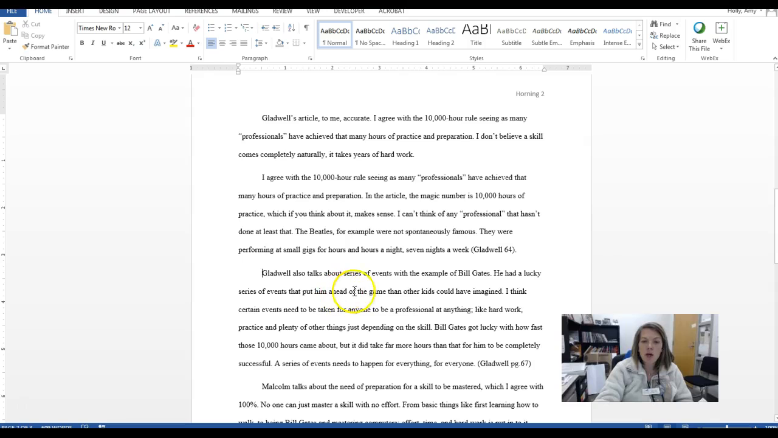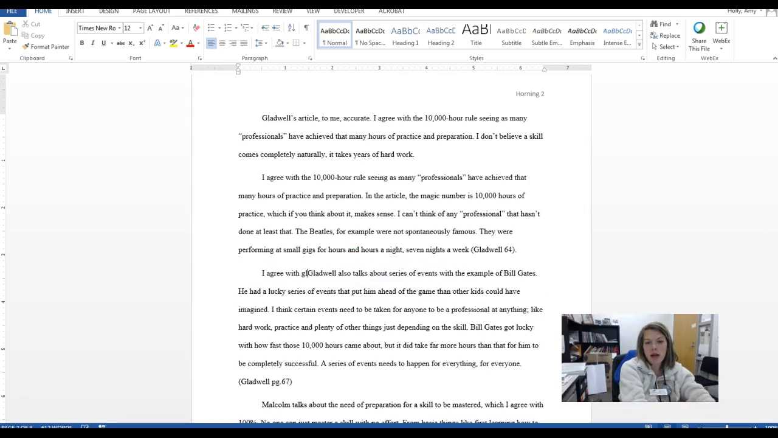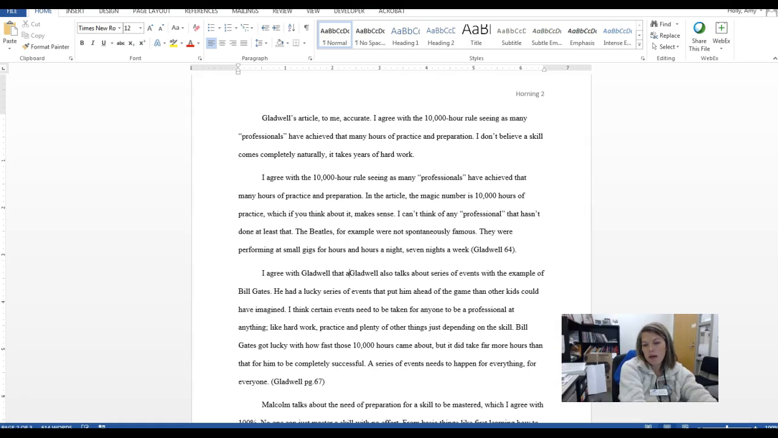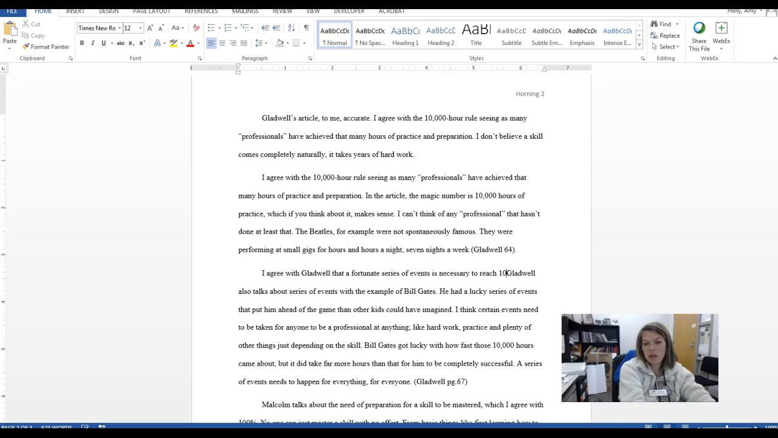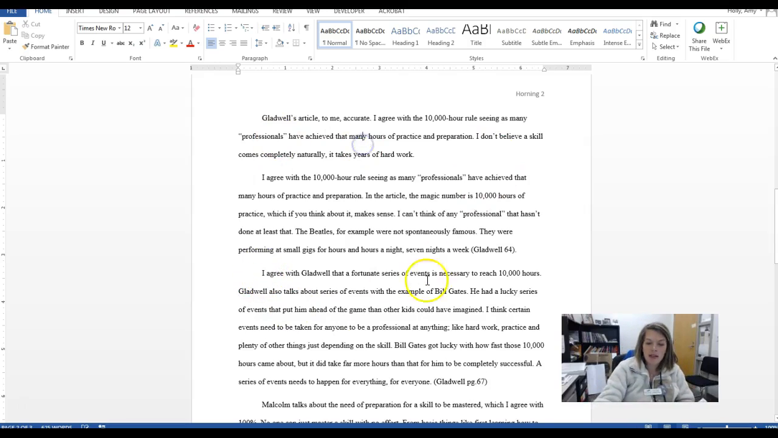Now, I don't think that this point is actually previewed in your response thesis, because this is a paragraph about the series of events that allows someone to reach that 10,000 hour number. And I don't see anything about a series of events here in the thesis, so you would maybe just want to add a preview of that point here in your response thesis, as well as a topic sentence, something like, "I agree with Gladwell that a fortunate series of events is necessary to reach the 10,000 hour number," or something like that. And then you would put, like I said, that back in your thesis.